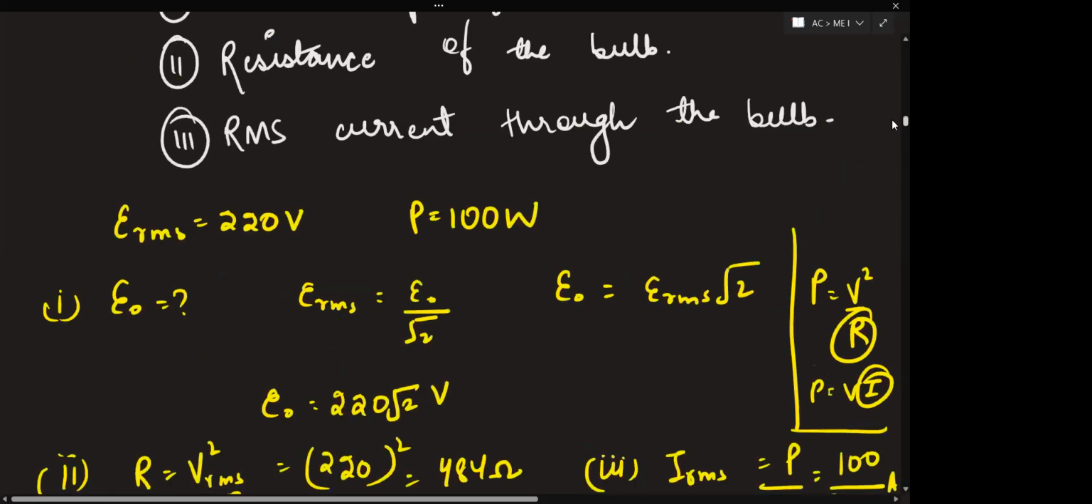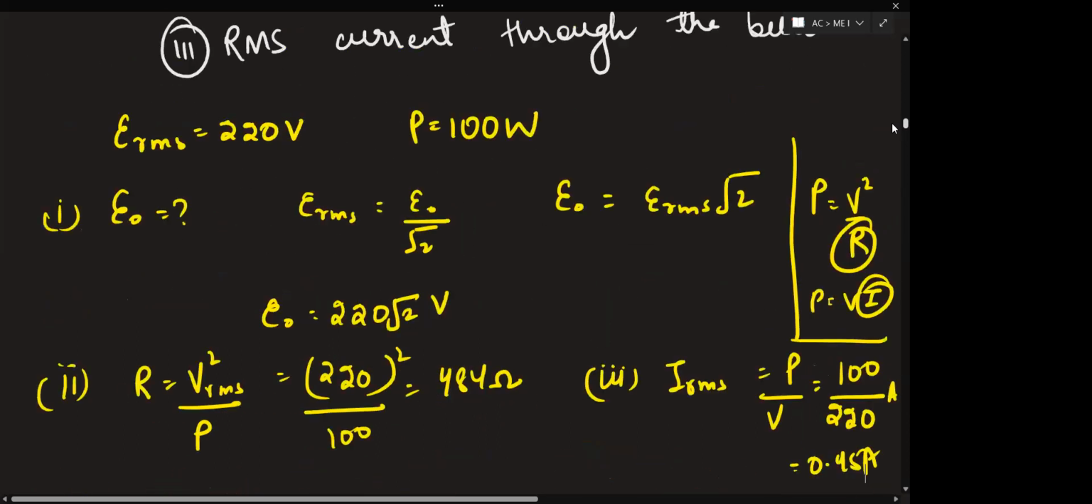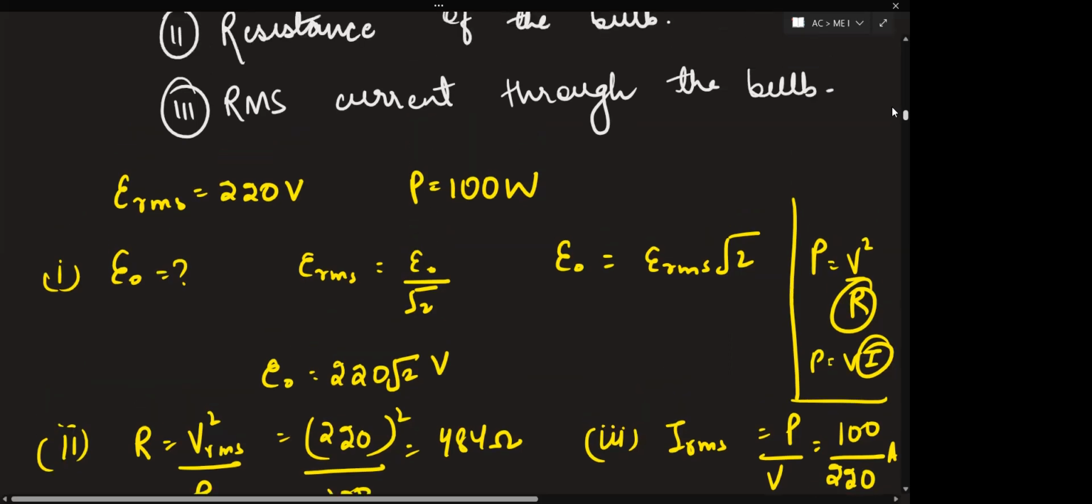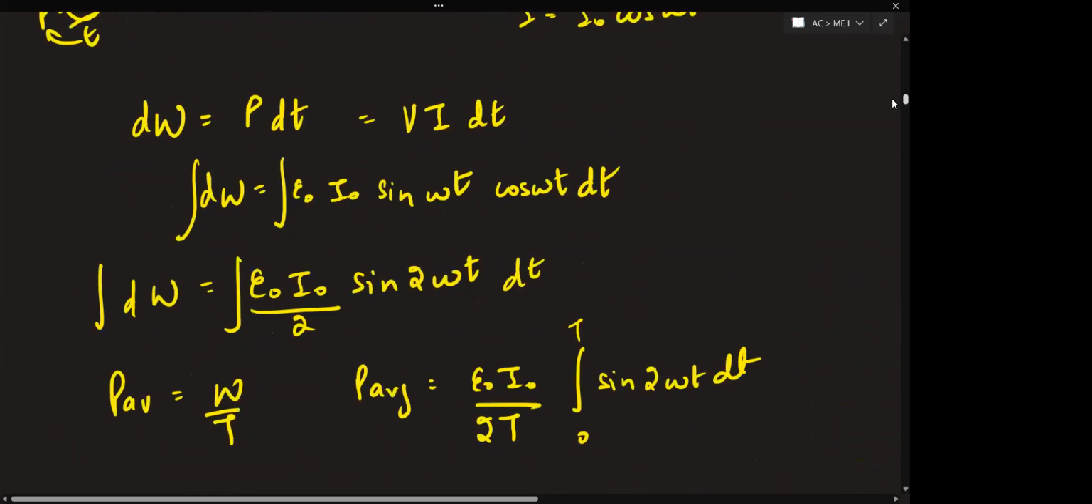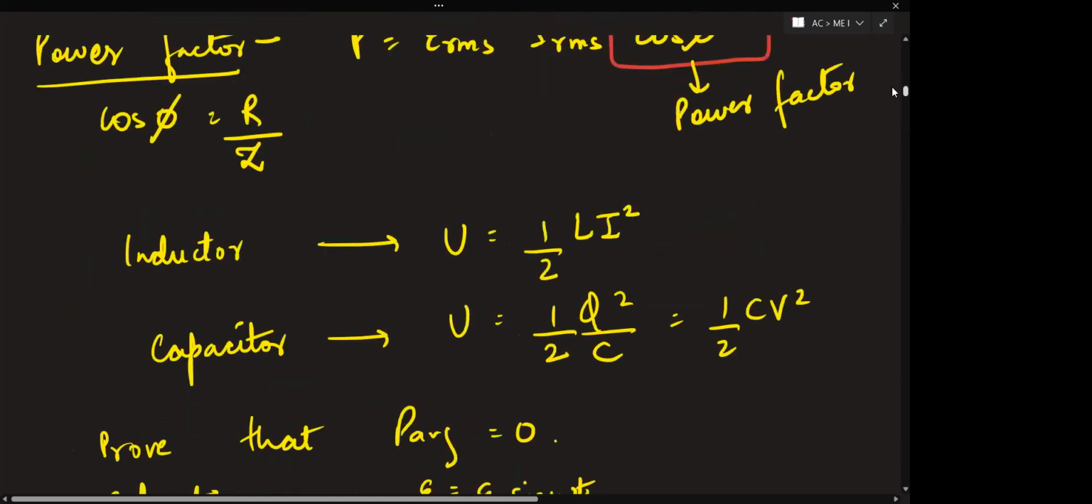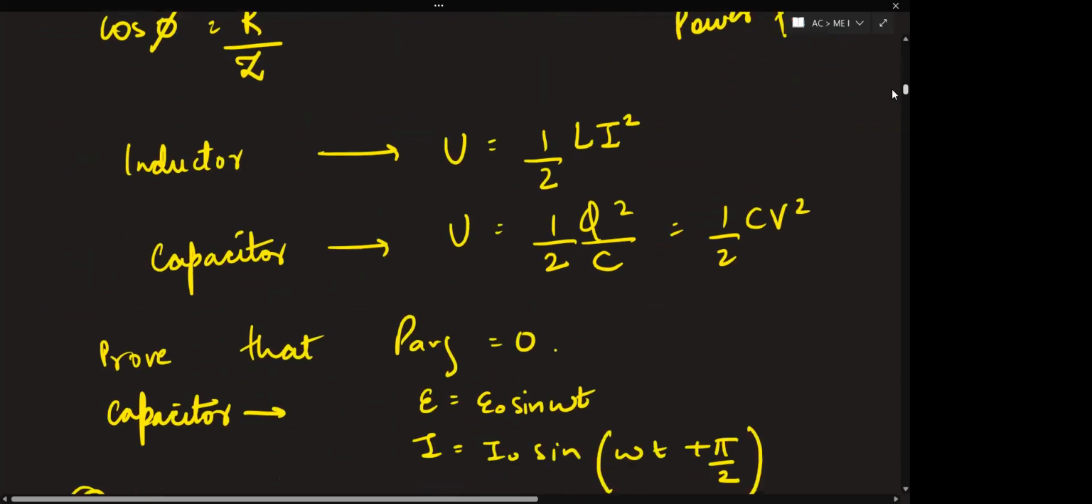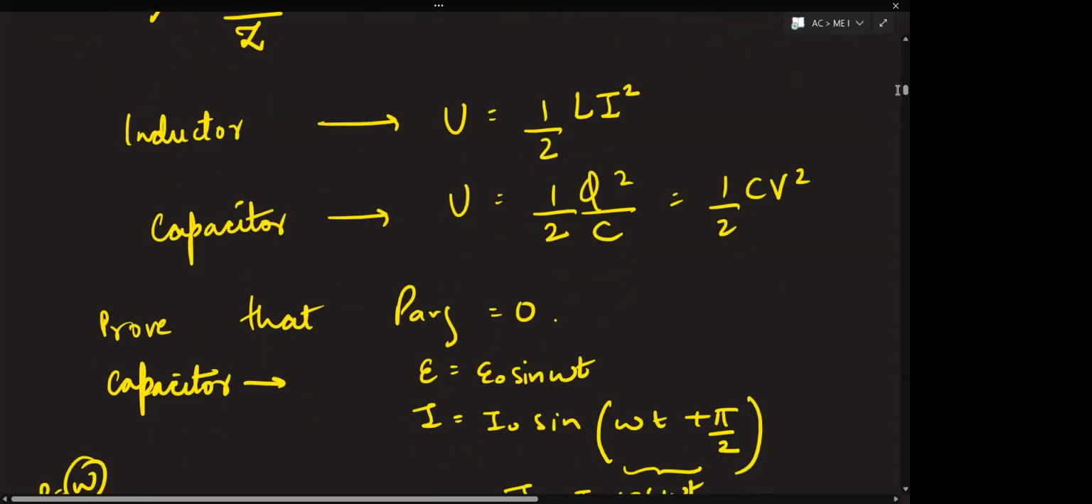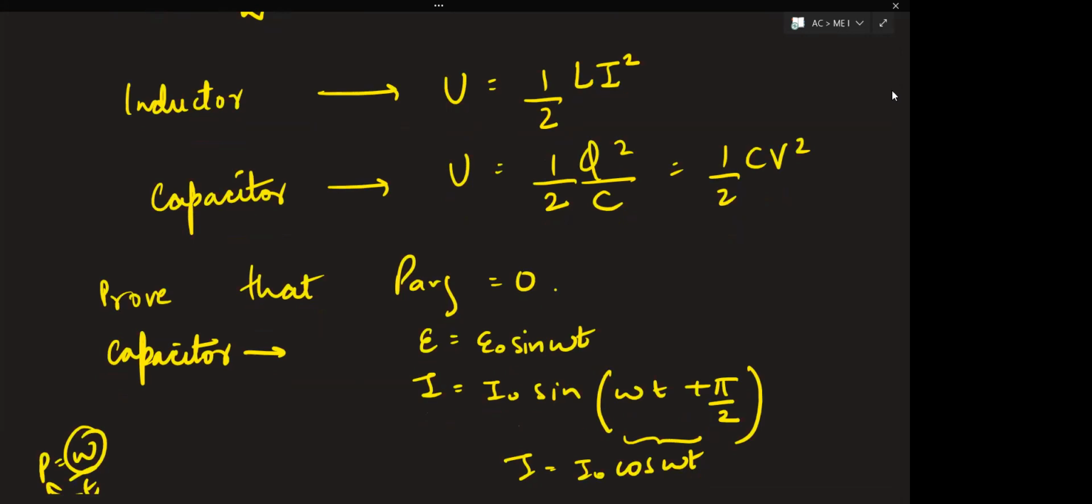So 2 questions we have done. This was a very easy question, based only on the previous formulas. It's just that how power can be used, we have seen. More important is this, prove that average power is 0. All right, class. Note it down. Note these also, inductors energy, capacitors energy. And if you have any queries in between, please clarify.